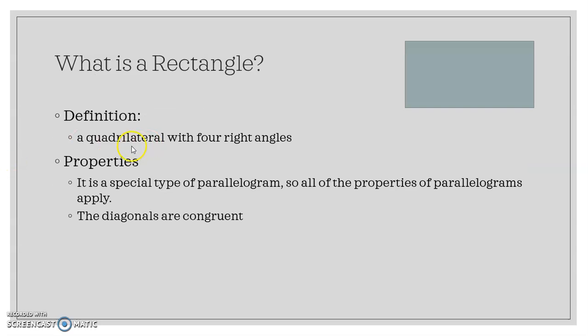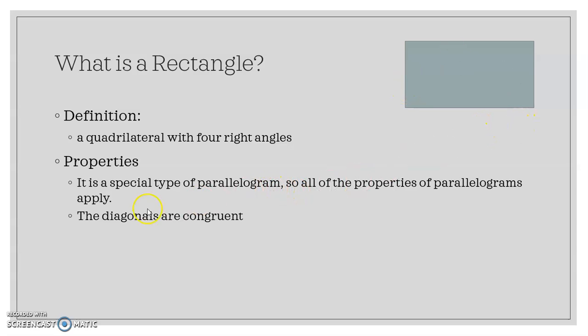A rectangle is a quadrilateral with four right angles. So anytime you see a four-sided shape with four right angles in it, it's going to be a rectangle. Now, it doesn't matter how long this side is and how long this side is. They could be the same length. It doesn't matter. It's still a rectangle as long as you have the four right angles with a four-sided shape.